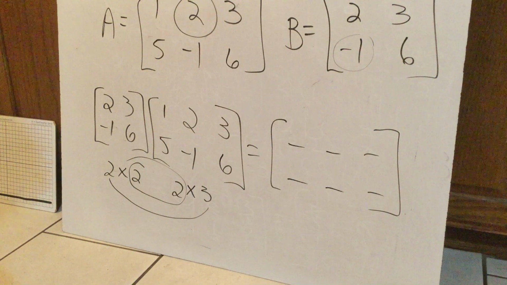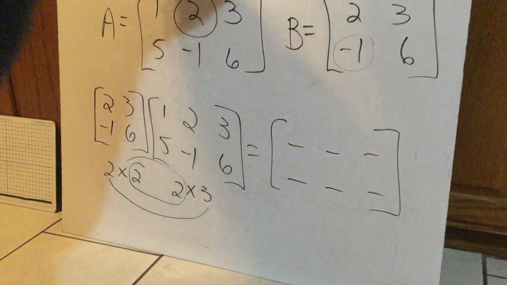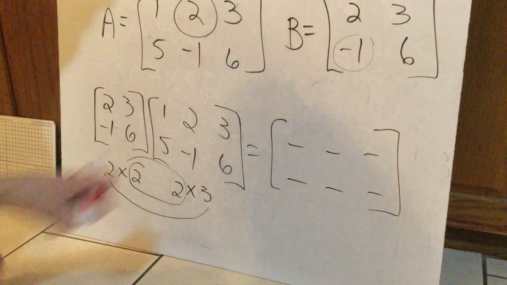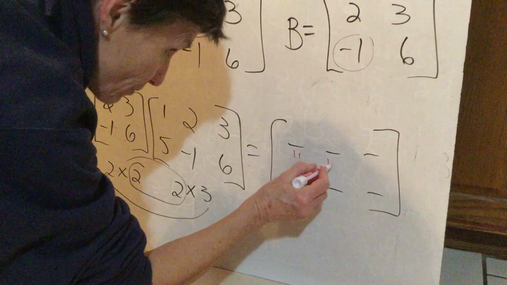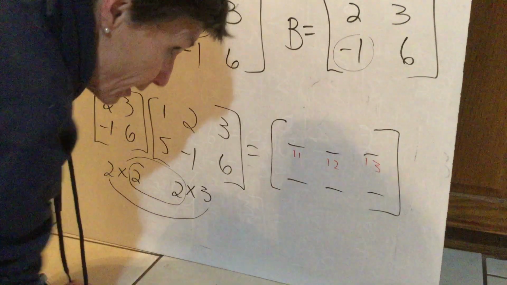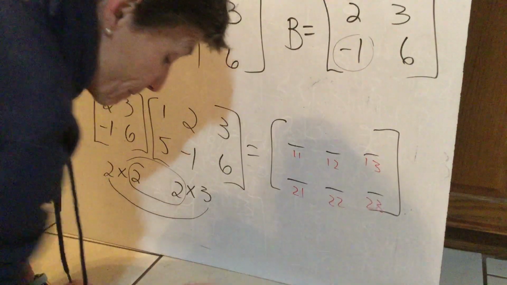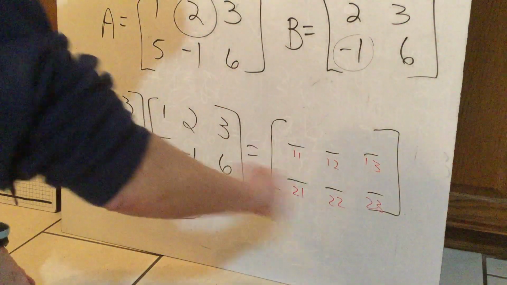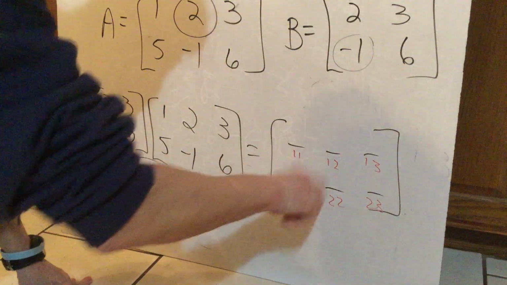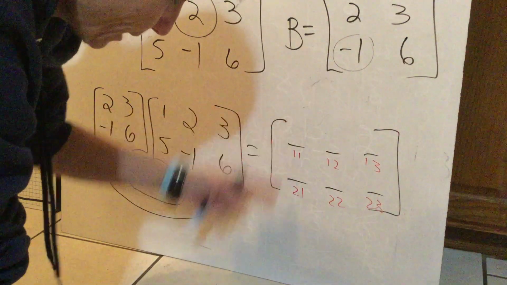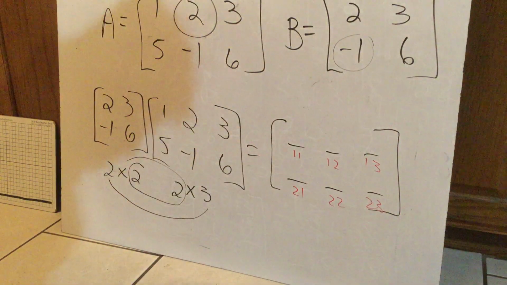So remember how we do that. Lost my red marker. We go ahead and label these spots if it helps you. This is first row, first column, first row, second column, first row, third column. Second row first, second row second, second row third. Remember, rows go across, rows are the bleachers, columns go up and down. So row 1, column 1, row 1, column 2, row 1, column 3.